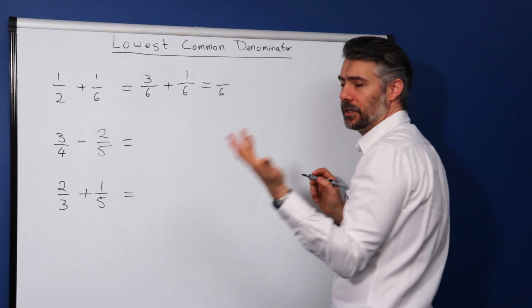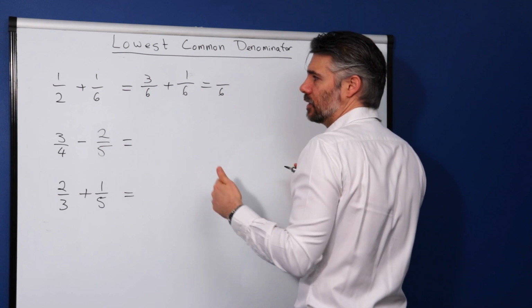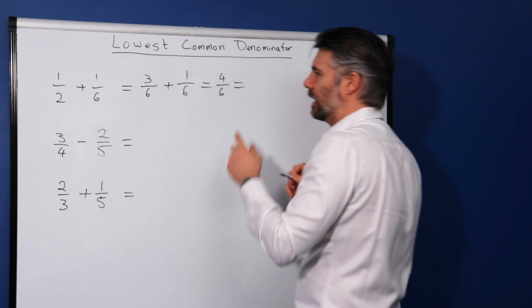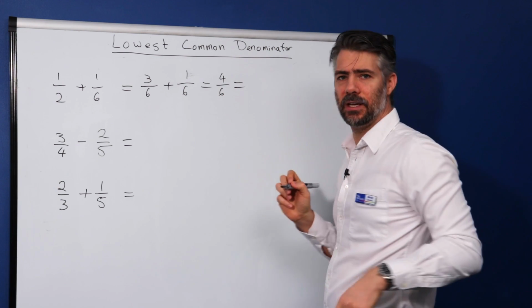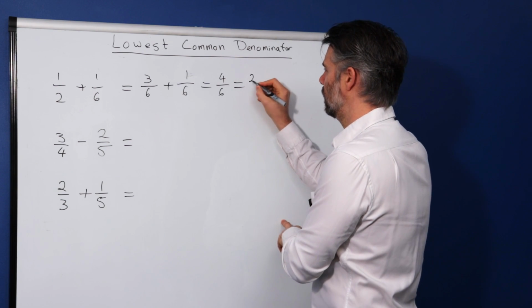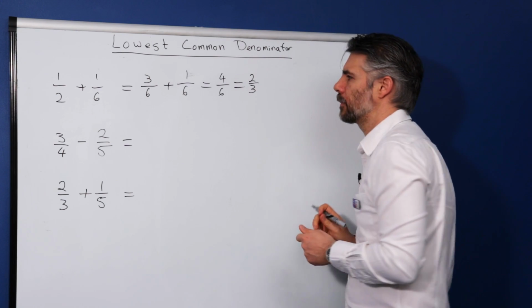So now the denominators are the same, we can just add the numerators. 3 plus 1 is 4, 4 over 6. But we never leave a fraction in a form where we can simplify it. So we can simplify this down to 2 over 3.